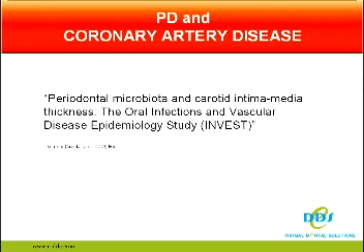Periodontal disease and coronary artery disease. In this study, it was found that those people with greater amounts of the bacteria that cause periodontal disease had slightly thicker carotid arteries. A thickened carotid artery indicates a buildup of plaque, which is associated with an increased risk of cardiovascular disease and stroke. This was the first study to show a direct link between cardiovascular disease and the bacteria responsible for periodontal disease.